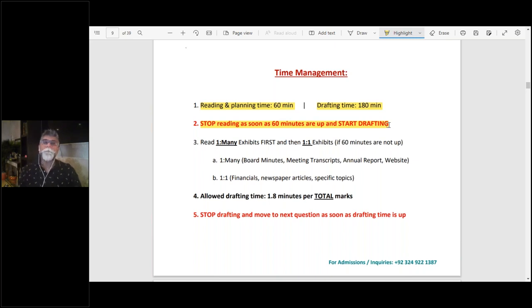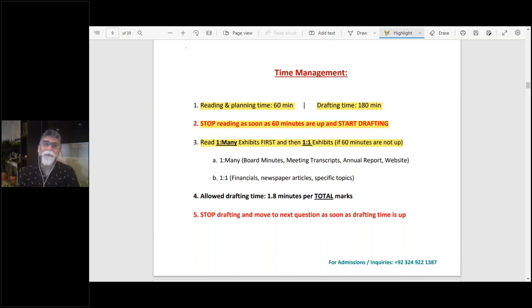Now, very important. What I suggest is that there are basically 2 types of exhibits: 1:many exhibits and 1:1 exhibits. A 1:1 exhibit is an exhibit which pertains to only one requirement. That is why it's called 1:1. That exhibit is very specific and can be used for one particular question. Whereas the 1:many exhibit contains a variety of information, and you might need that exhibit for more than one question. That is why it's called 1:many.